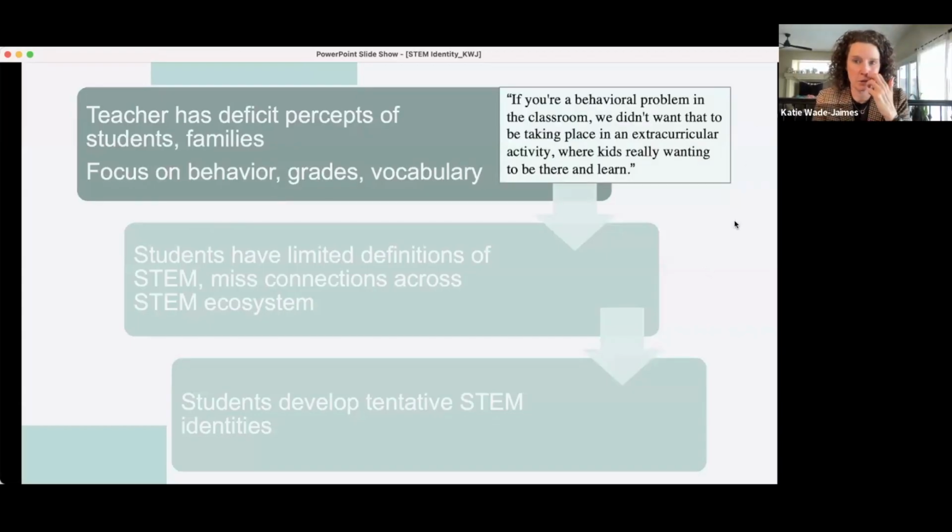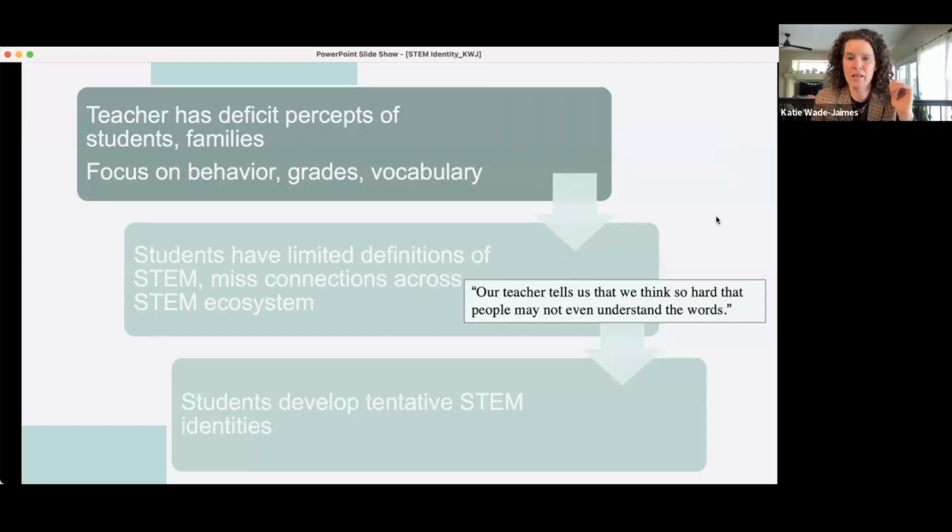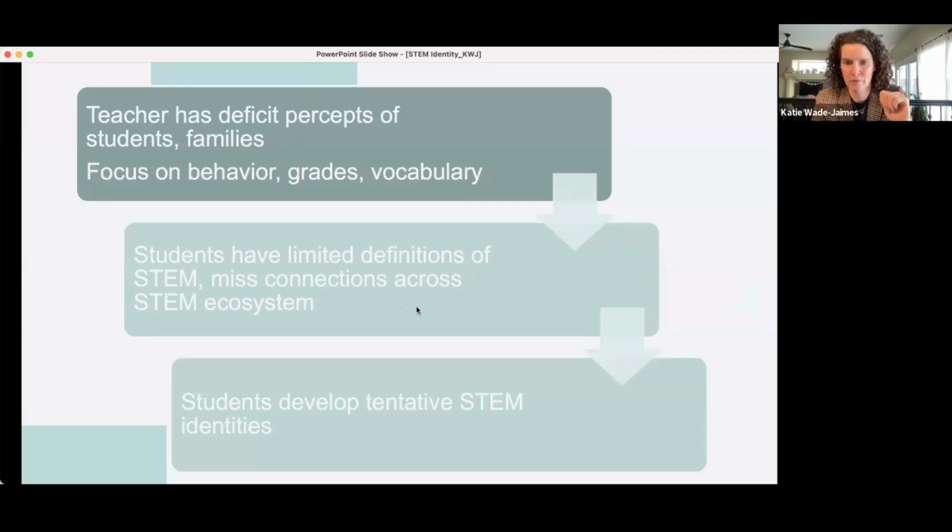In this case, we had one teacher who talked about, if you're a behavior problem, you don't get to come to STEM club. We only want the kids there who really want to be there and learn. So the STEM club itself didn't have any rules about who could come or not come, but this teacher was saying only certain students are allowed here. And because of that, when we asked the students what STEM is, they would say, well, our teacher tells us that we're STEM people because we think really hard and people won't even understand these big words that we use, right? So this focus on vocabulary. Some of the students talked about how only well-behaved kids could come to STEM club. And as a result of that, even though they saw themselves as STEM people, they weren't really sure why or how. And so I would argue that's not really a sustainable STEM identity in that case.